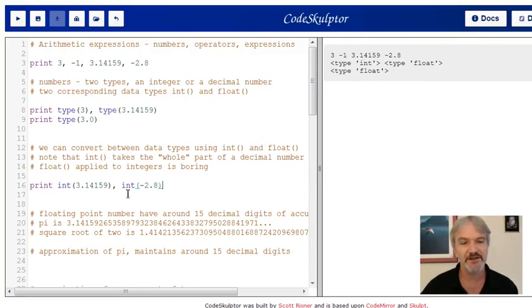And so these are going to return back some integers, and what integer are we always going to get? Well, the rule is we're always going to get the whole part of this decimal number here. So we're just going to throw away the part to the right of the decimal point.